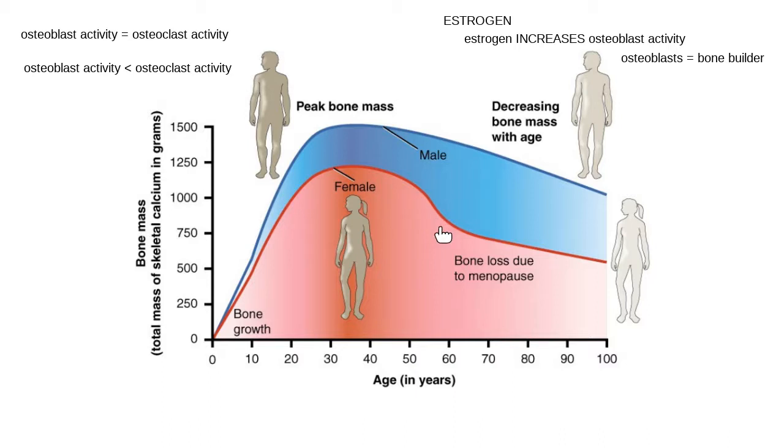So the big idea of this graph is it helps us see the impact of estrogen on bone density. When I lose estrogen, I lose bone density. And I'm losing that bone density because my osteoblasts are slowing down. I'm not building as much bone.